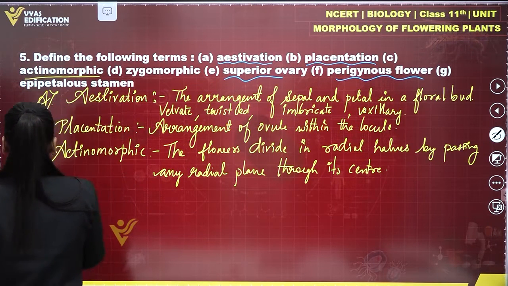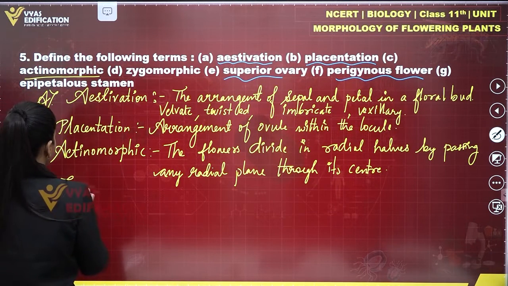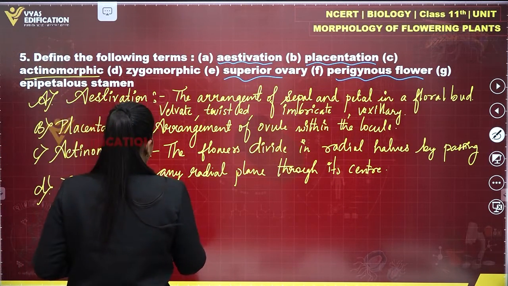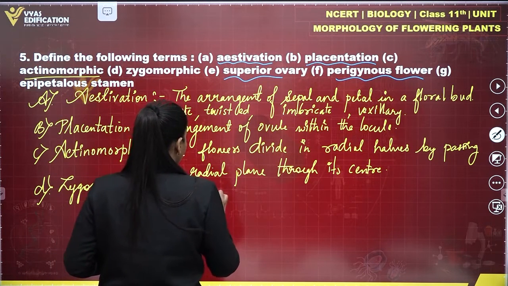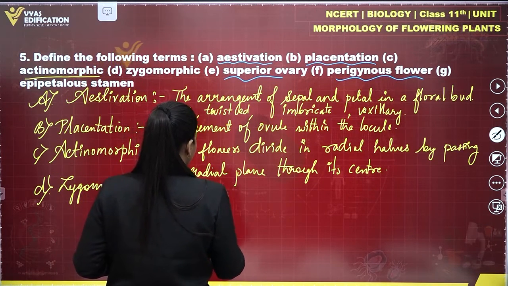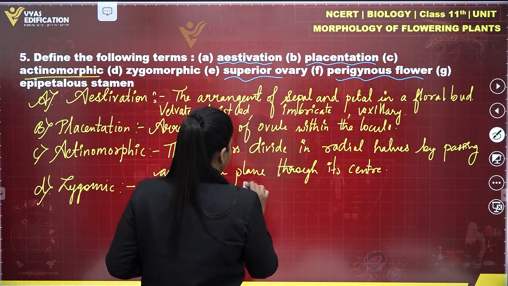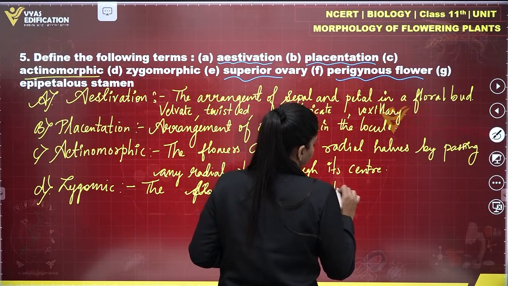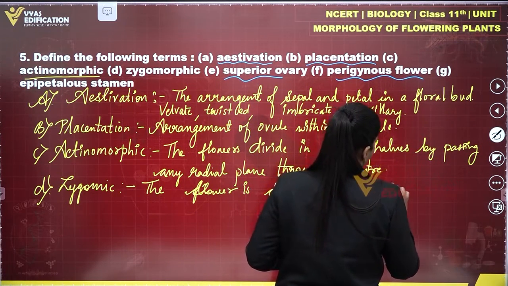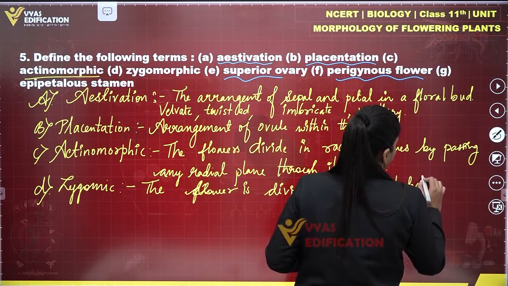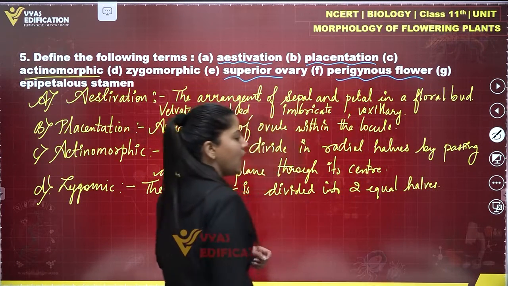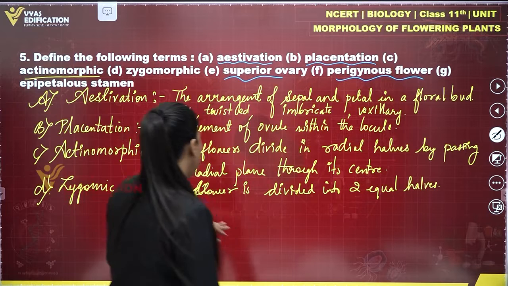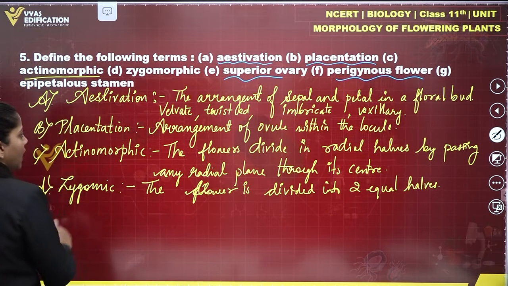Whereas if we talk about the 4th term, that is zygomorphic. In zygomorphic, you will get the 2 equal halves. The flower is divided into 2 equal halves by passing only one plane through its center, right? So this is zygomorphic arrangement.